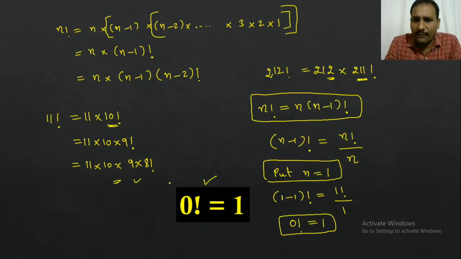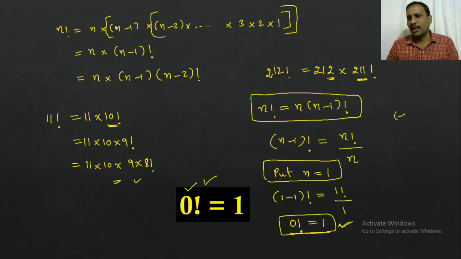So the factorial is defined only for whole numbers and natural numbers, but this 0 factorial we have taken for convention. We have considered 0 factorial as 1 and we have proved it. So there is no question of the factorial of negative numbers or the factorial of fractions.